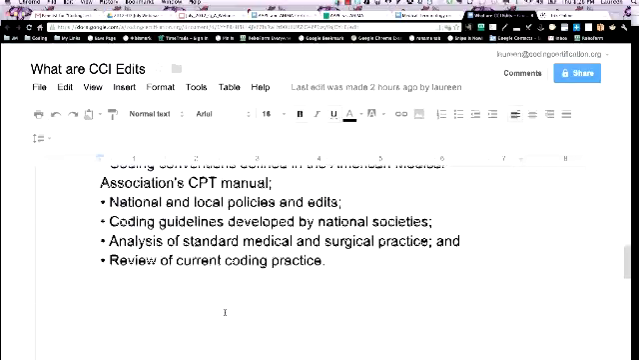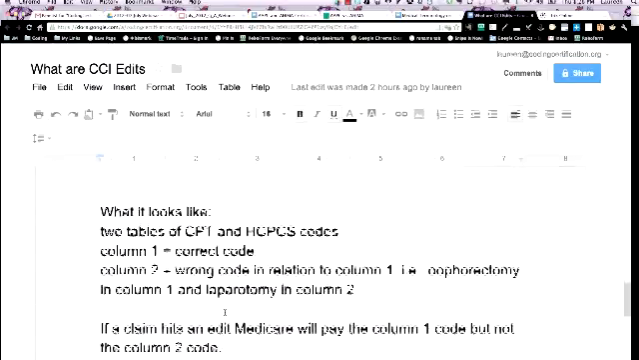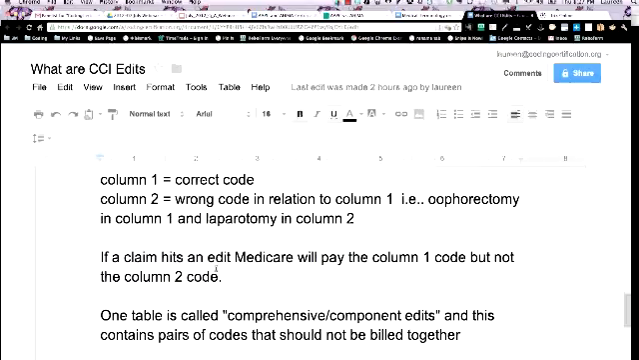So what does it look like? Basically, it started off with 2 tables of CPT and HCPCS codes. And the table would have a column 1 and a column 2. Column 1 is considered the correct code or the allowable code. And column 2 is considered the wrong code in relation to the one in column 1. In my example, oophorectomy is in column 1 and laparotomy in column 2. They would pay for the oophorectomy, but they would kick out the laparotomy. If a claim hits an edit, Medicare will pay the column 1 code, but not the column 2 code.